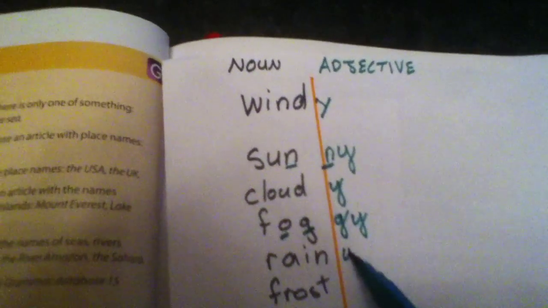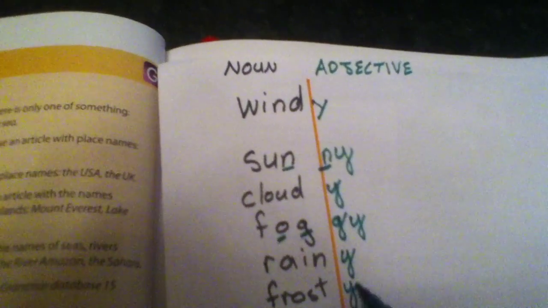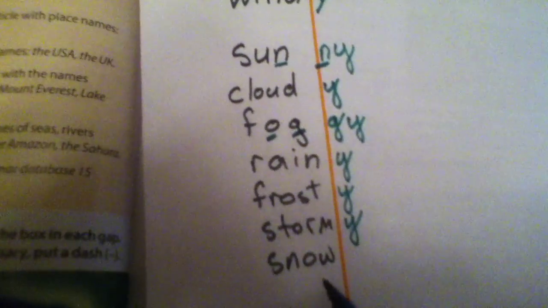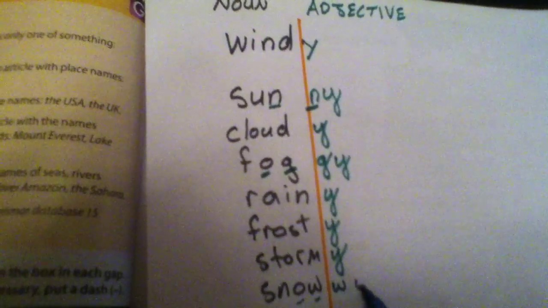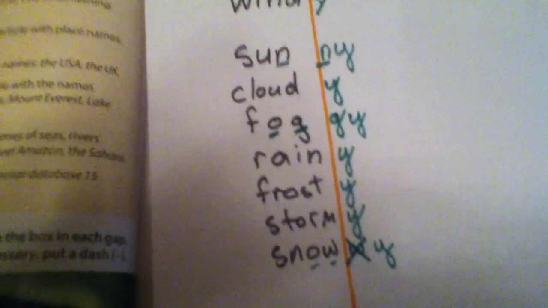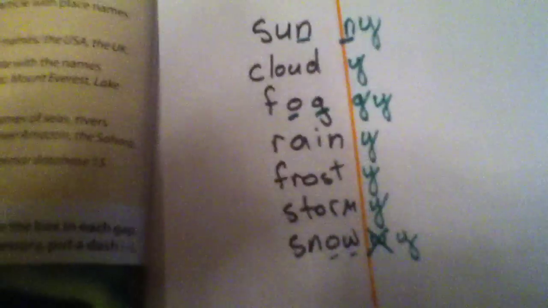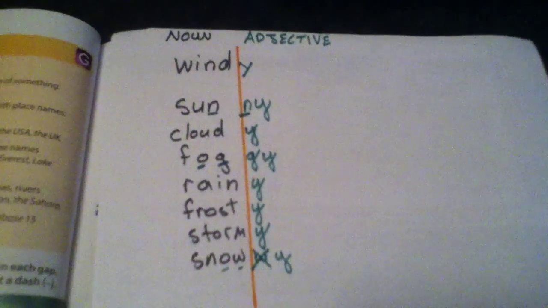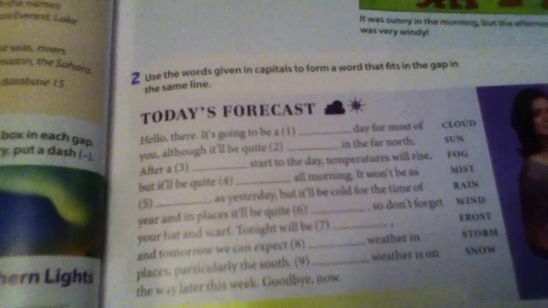Rain, rainy. Frost, frosty. Storm, stormy. Snow. Okay, I know what you're thinking. Here's a vowel, here's a consonant, but snow is an exception. This is incorrect. We don't say snowwy with two W's, only one W. Snowy is an exception. Okay, with those adjectives to help you, I'm sure you can complete this exercise, and I'll check the exercise next time.